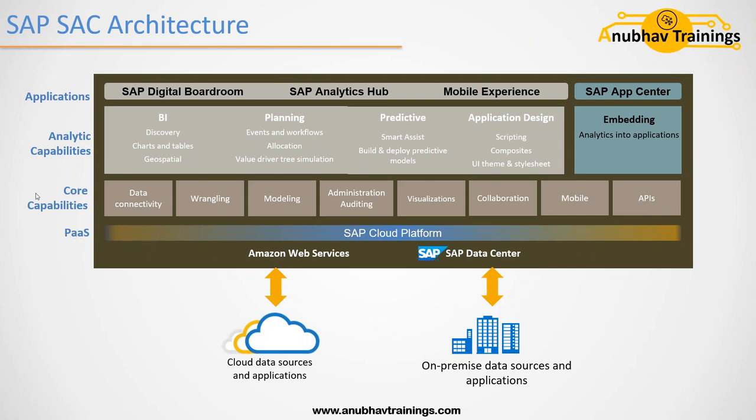Then you see the main core capabilities. Remember the use cases. Don't compare features and functions. Bring in your use case. Get me your use case. That's asking the right questions. Don't ask, is this button of BW or this button of BOBJ or this button of Lumira available in SAC? You may not find that. Talk about your use case.